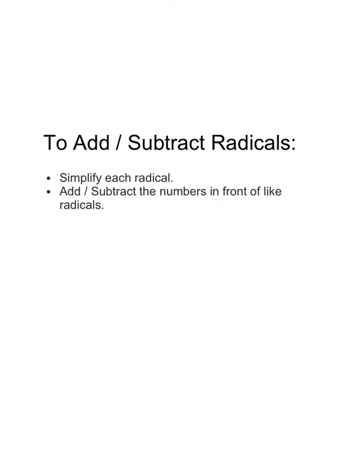So to add or subtract radicals, all you're going to do is simplify each radical, and then you add or subtract the numbers in front of like radicals. Again, key word there is they have to be like radicals.